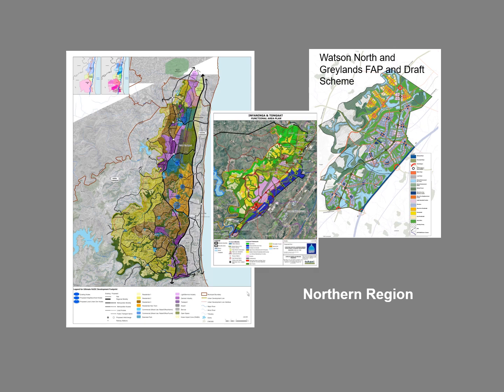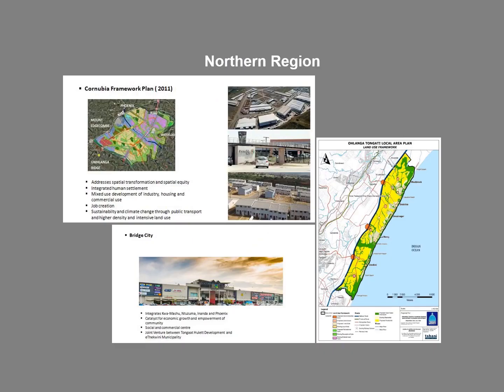The North Region has the Northern Urban Development Corridor that envisions developing the area into a mixed-use development corridor through the integration, upgrading, and intensification of existing development and creating new opportunities. The Watson North and Greylands Functional Area Plan and Draft Scheme seeks to provide services and create development opportunities in the given area. The agglomeration of development in Konobia is an outcome of the Konobia Framework Plan.